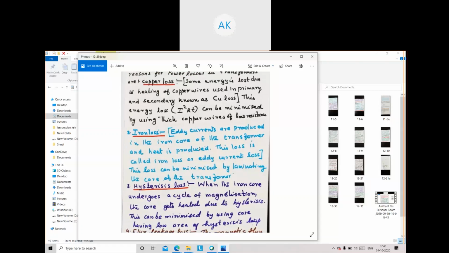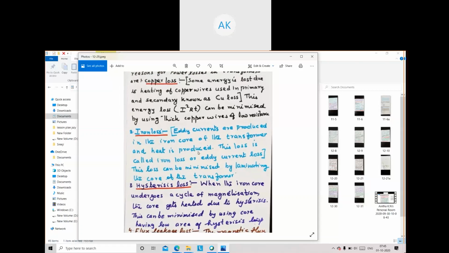Then iron loss. Eddy currents are produced in the soft iron core of the transformer. How to reduce eddy currents? Laminating the soft iron core. A laminated core is always used in a transformer. Laminated, I told you while taking eddy current. That means instead of a thick soft iron core, it is cut like bread, as I told you, into thin slices. Then the wire is wound over that.